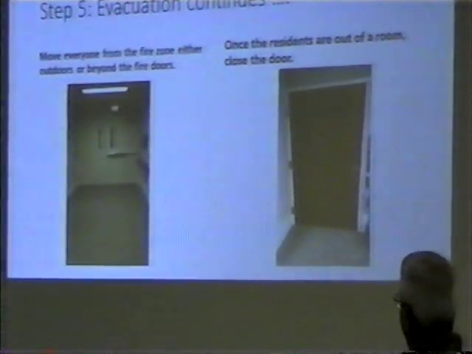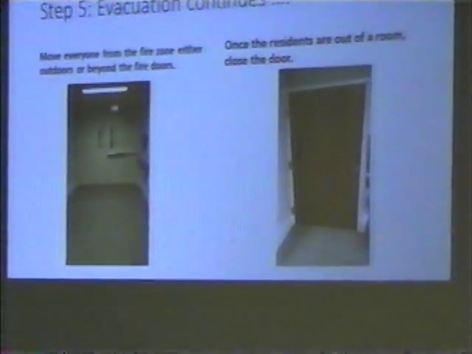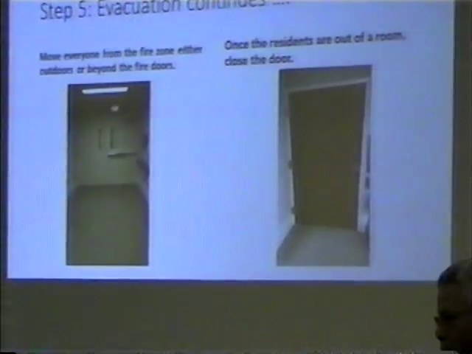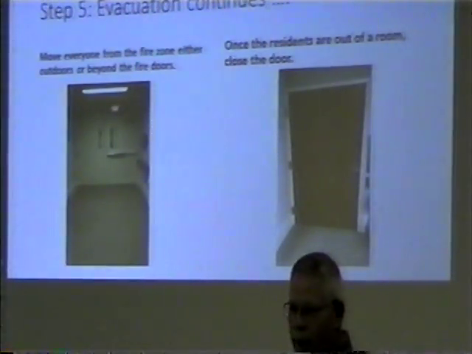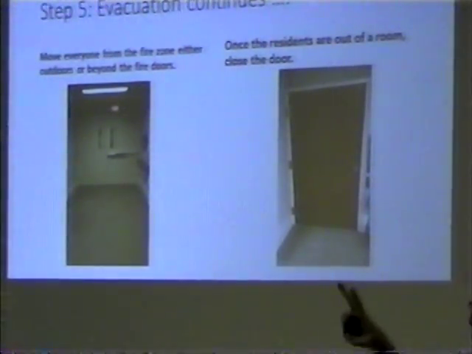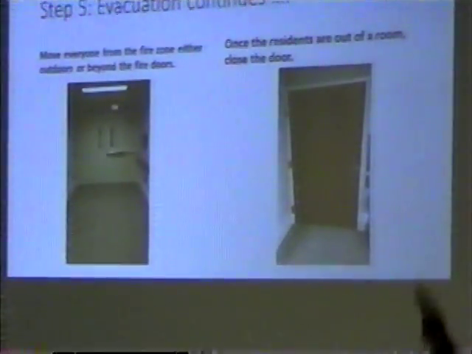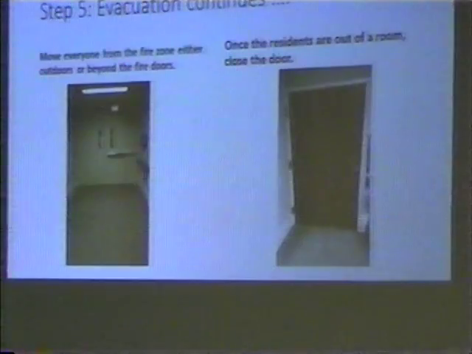Evacuation continues after that's done. You're going to move everybody either past these fire doors or outside. You guys have all seen these 2-hour fire doors. They're in the middle of the hallways all over the place. They're rated for 2 hours. The fire can burn on the other side. Walls go clear to the ceiling. Everything's sealed off so the fire can burn down there for 2 hours to allow for evacuation time.